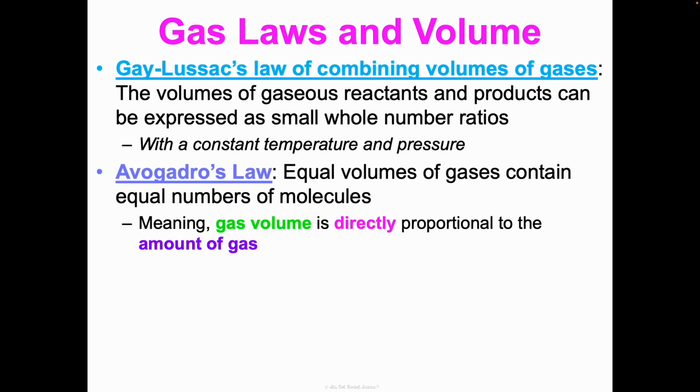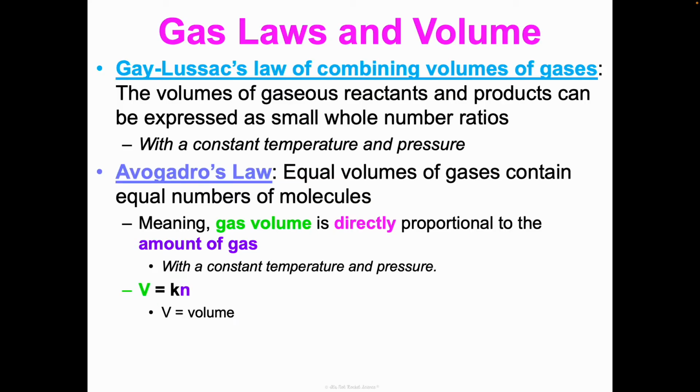So putting this all together, this means that gas volume is directly proportional to the amount of gas. The more gas you have, the greater the volume is going to be if your temperature and your pressure are constant. And we can put this in an equation where V stands for volume, K is a constant, and then N is the amount of gas in moles. I'm never going to have you do calculations with this though, but here's what I will have you do, and this is why this matters for our purposes.